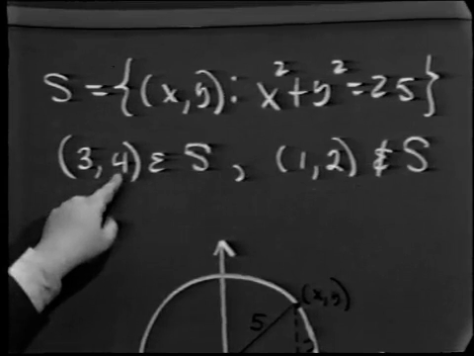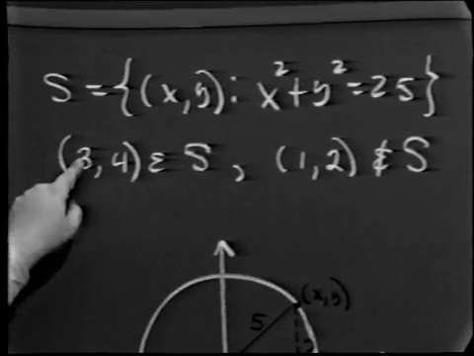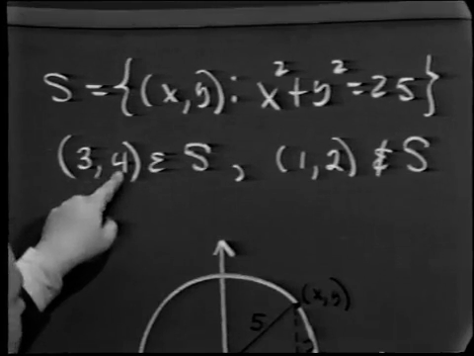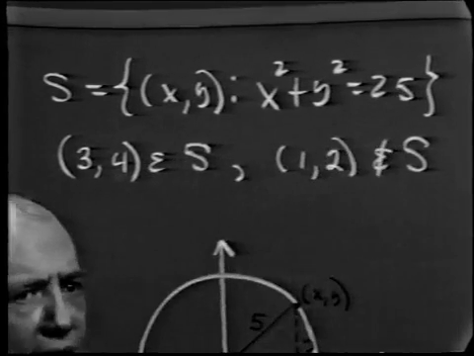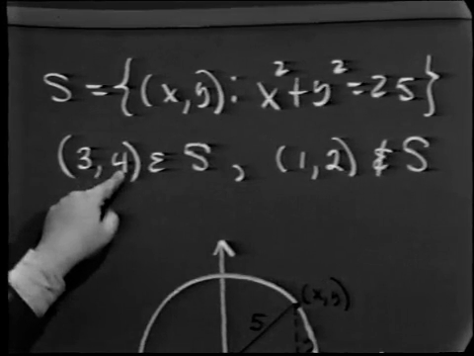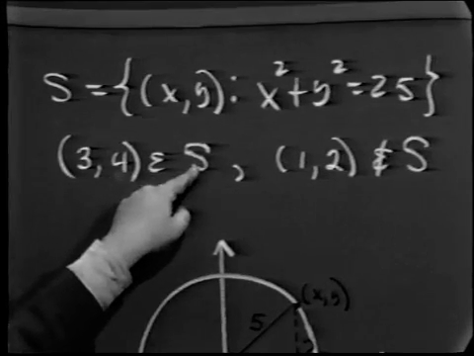Well, we have a test for membership. We're supposed to do what? Square each of the entries, each of the numbers, add them, and if the answer is 25, then that ordered pair belongs to S. 3 squared plus 4 squared is 25, so this pair belongs to S.